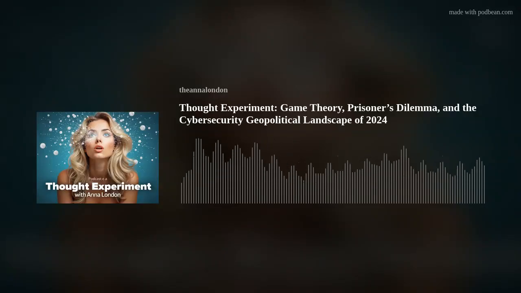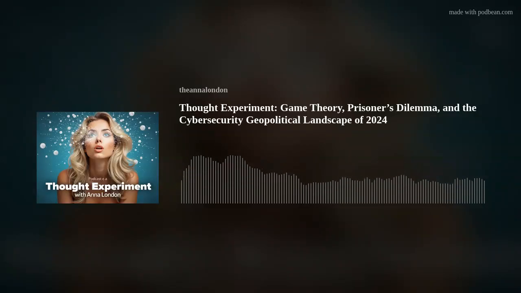Now let's talk about the Nash equilibrium, okay? Here, the Nash equilibrium might be mutual defection, where neither nation gains an advantage by unilaterally changing its strategy. However, this outcome is not optimal, as both could be better off cooperating, okay?